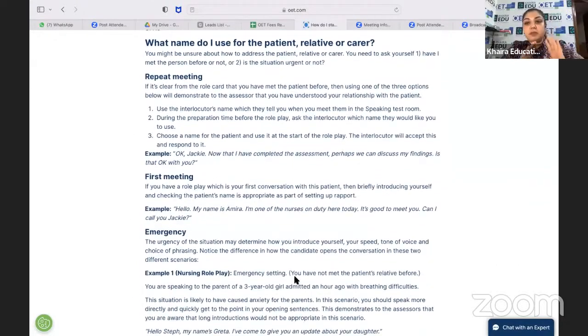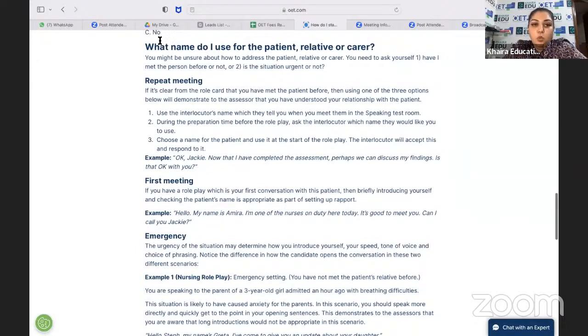So now this was about whether or not you need to introduce yourself. Now let's come to what name you should be using for the patient or the relative or carer. You might be unsure about how to address the patient or the carer. You need to ask yourself, have I met this person before? Or is the situation urgent or not? If it's clear from the role play card that you've met the patient before, then using one of the 3 options below will demonstrate to the assessor that you've understood your relationship with the patient.